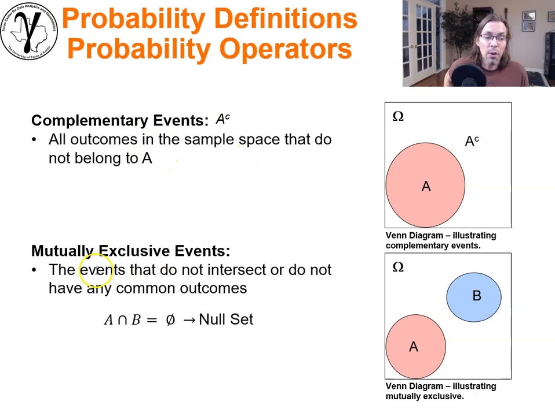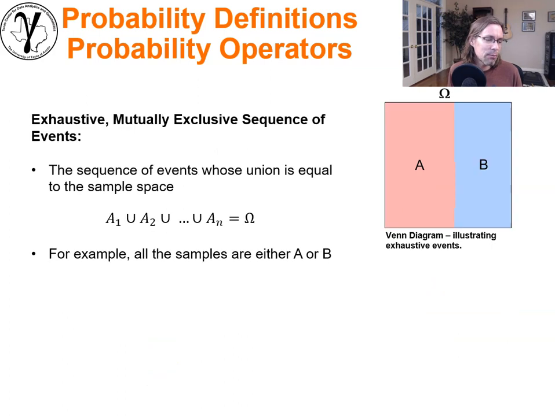Now, we can also have mutually exclusive events. This is pretty obvious. Events that don't intersect don't have common outcomes. The intersection of A and B, the AND operator, is a null set. It's an empty set. They never occur together. In the Venn diagram, we would see it like this. They don't overlap. There's no purple area between them. All right, so basic probability.